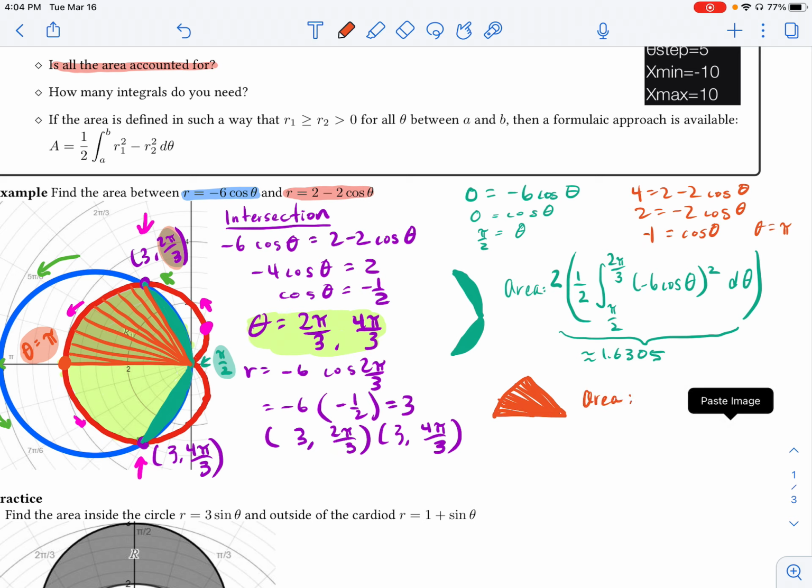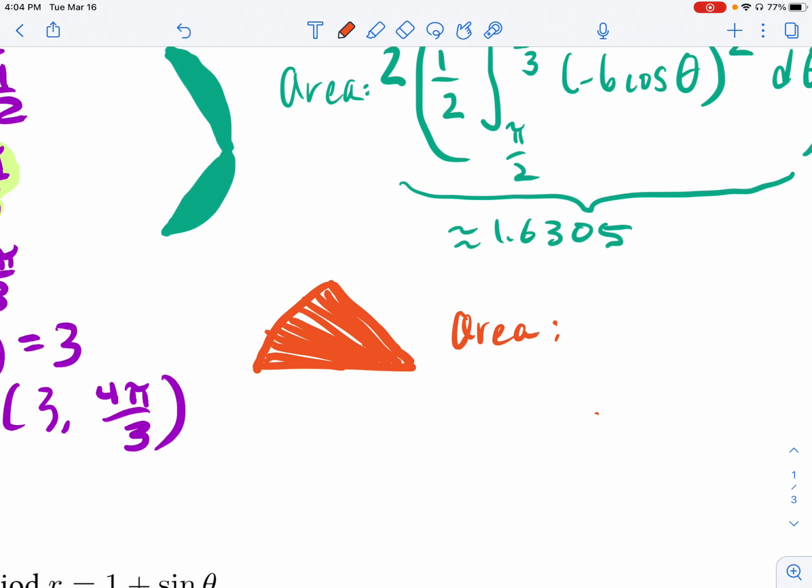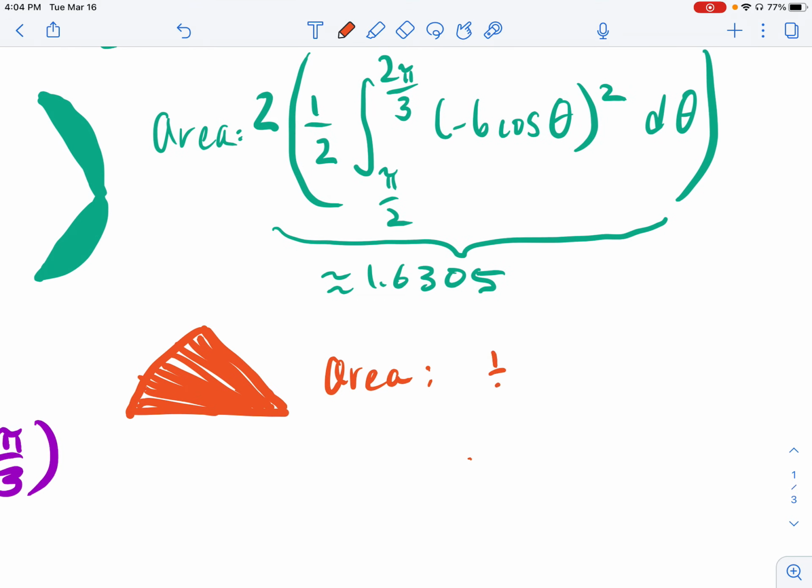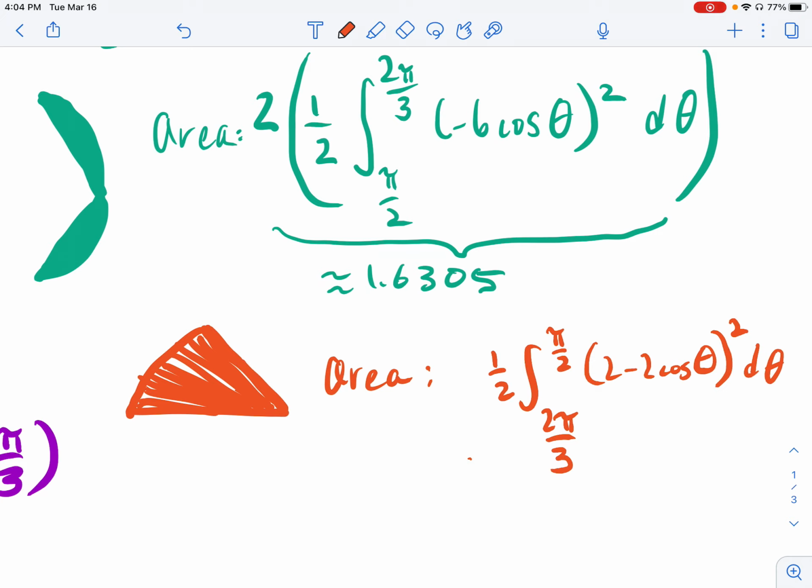Well, I'm now going to say, I'm just going to zoom in here, we're going to go 1/2 times the integral from 2 pi over 3 to pi over 2, and our polar function was 2 minus 2 cosine theta d theta. Don't forget to square that. And so that's going to give us the area of this sector here, or this little section here. It's actually not quite a sector because I realize this distance isn't going to be the same as my radius there.